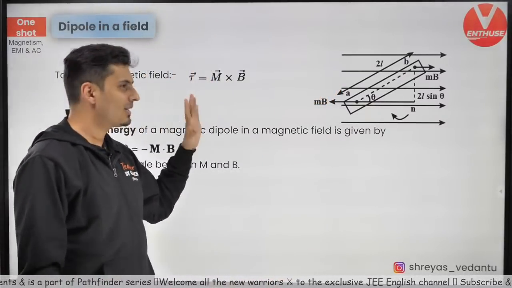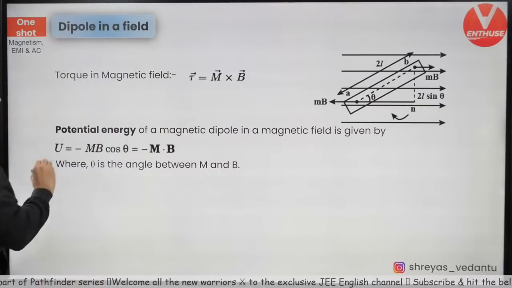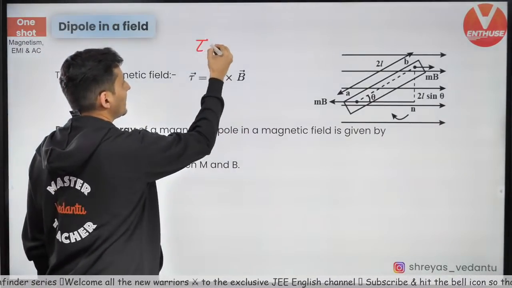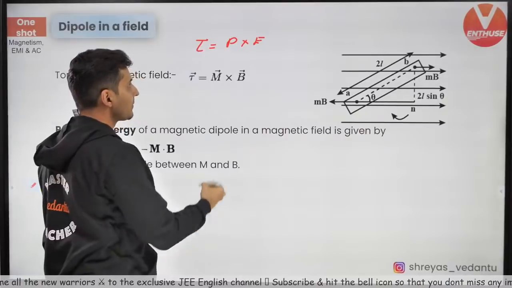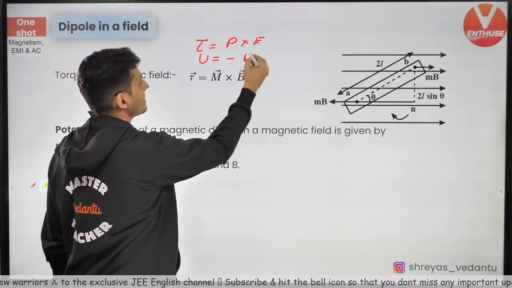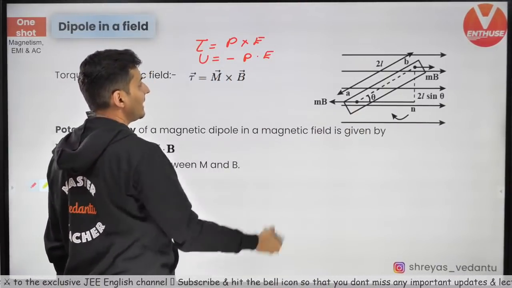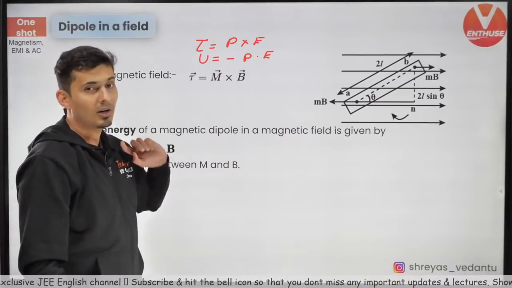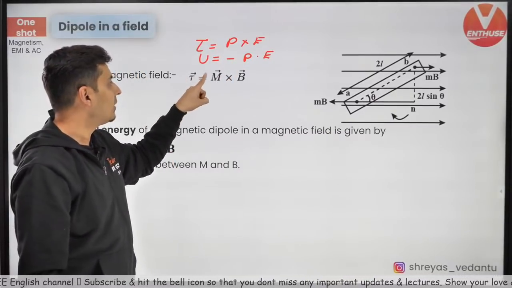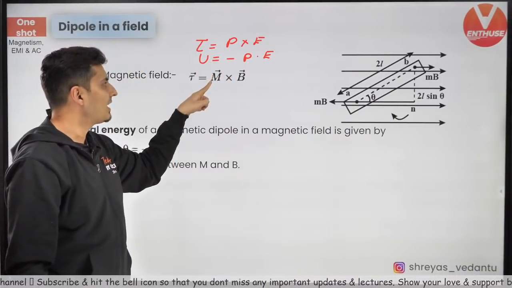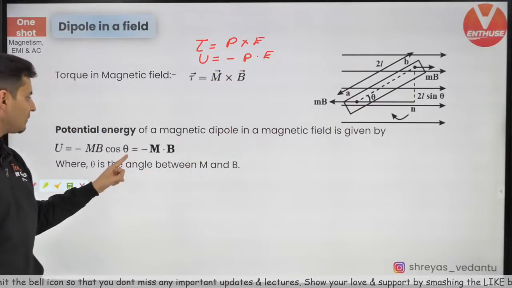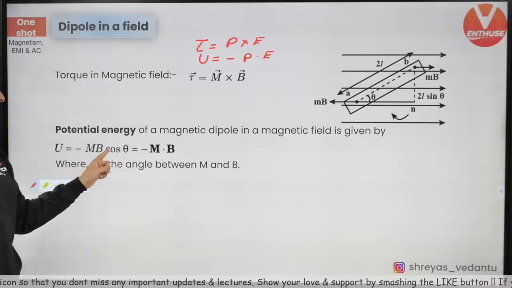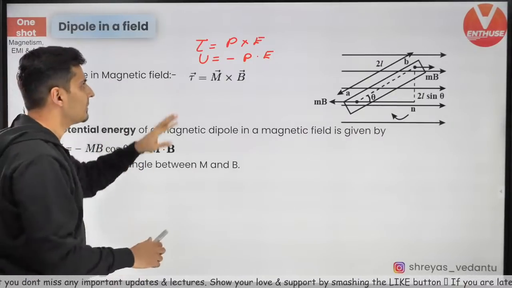And quick revision, in electricity, the torque is dipole moment cross electric field, and potential energy was minus dipole moment dot electric field. Cross, dot. Here, instead of dipole moment, you have magnetic moment, and instead of electric field, you have magnetic field. Same formula you can see even for potential energy. Now, what does this mean?